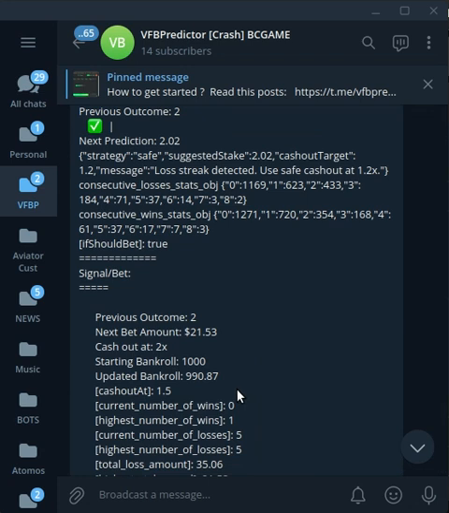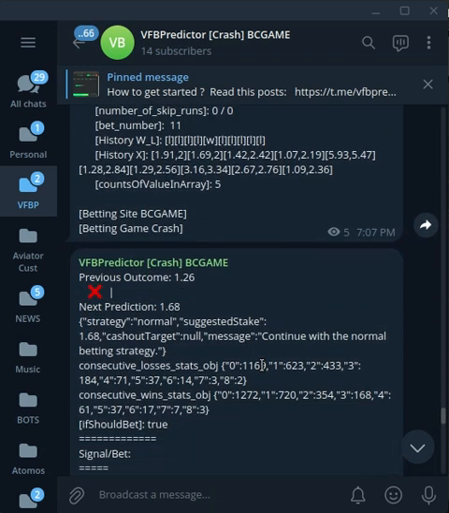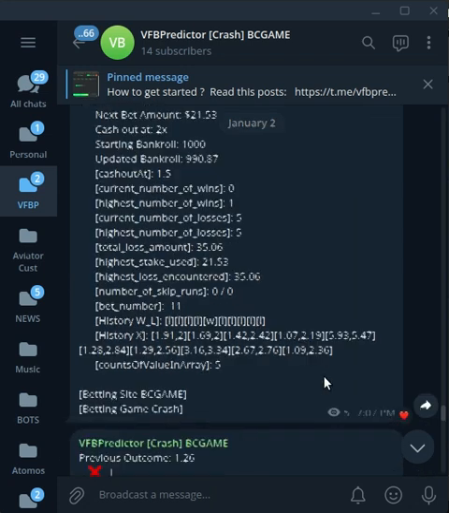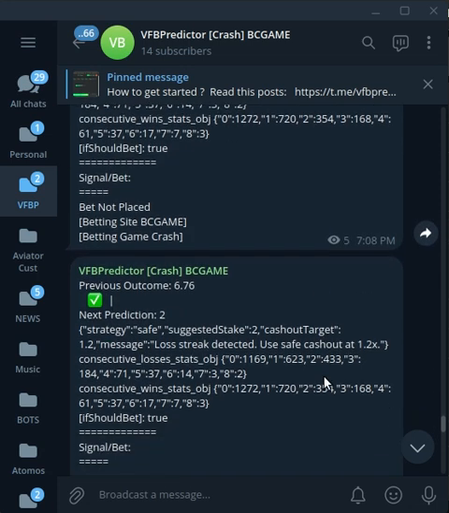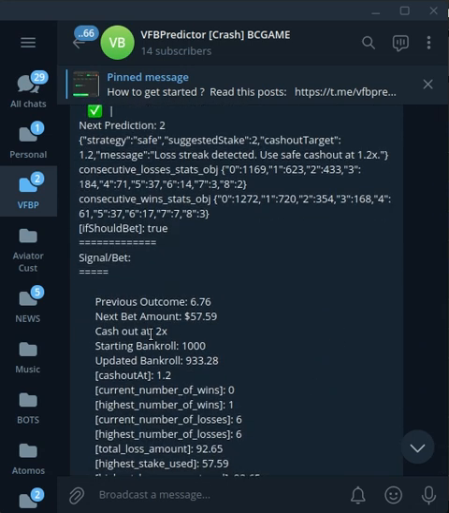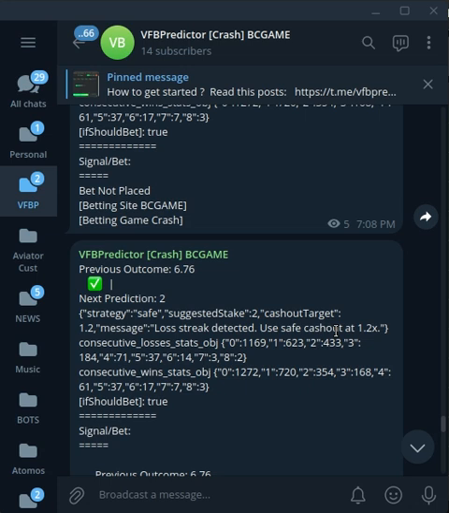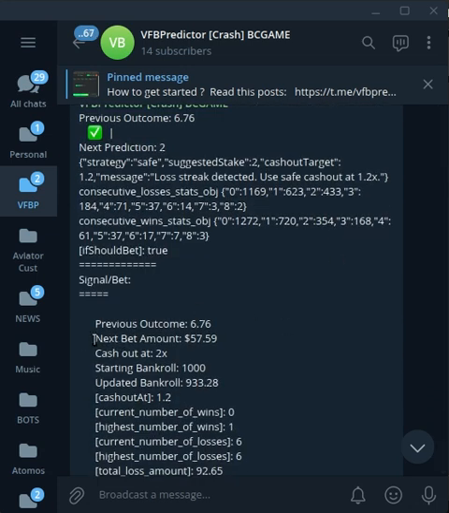This is our signal here, bet an amount of 21.53, cash out at 2x, so that is another loss, our sixth loss. So we wait for another signal. Here we have a signal telling us to cash out at 2x, so that was our sixth loss. We have a next bet amount of 57.59, right?